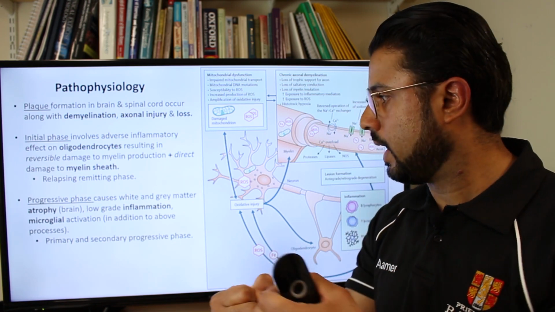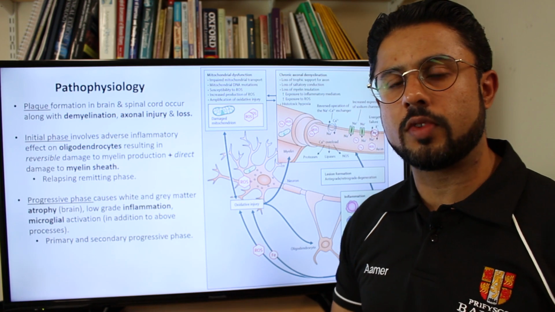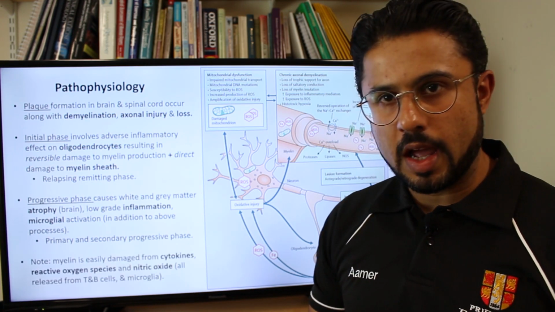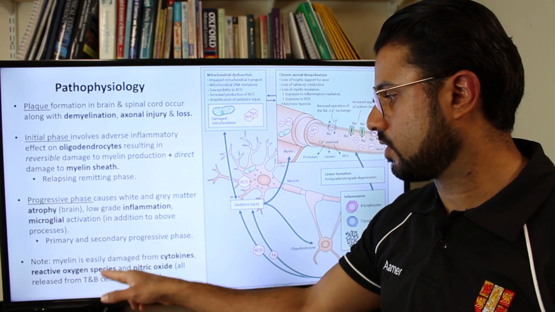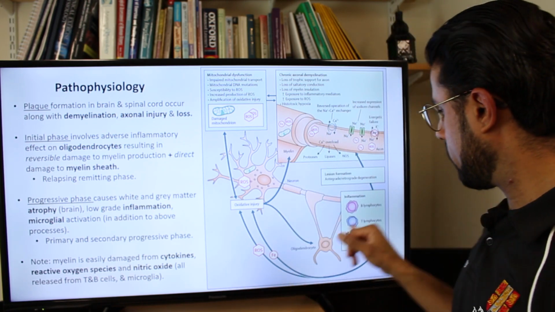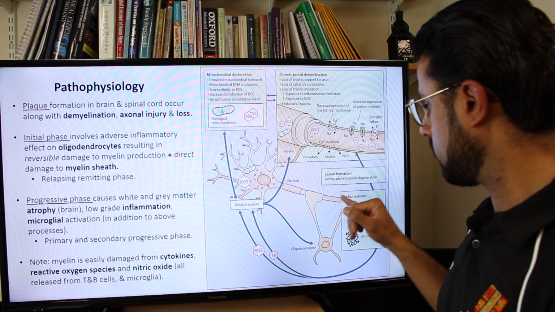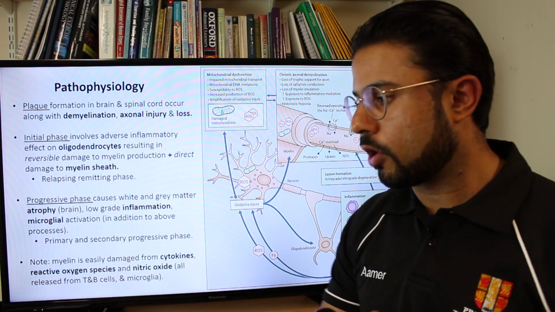It will just become non-functional. And this is what we refer to as the primary and the secondary phase of multiple sclerosis. Now, it's very important, I have alluded to this, but it's very important to mention that these inflammatory cytokines, reactive oxygen species, and nitric oxide are released from the B lymphocytes, the T lymphocytes, and the microglial cells. Okay, so those cells initiate that initial response, but they are also involved later on. It's a very complex process.